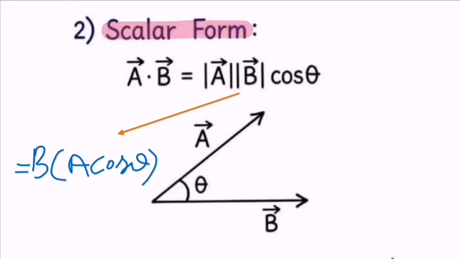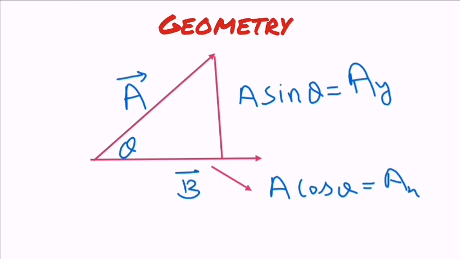Scalar form of this vector will be like this, where theta is the angle between two vectors A and B. Now, geometrically, let's suppose we have two vectors, vector A and vector B. Angle theta is the angle between vector A and B. Now we know that the y component of vector A is A sin theta, which is equal to AY, and the x component of vector A is equal to A cos theta, which is equal to AX.